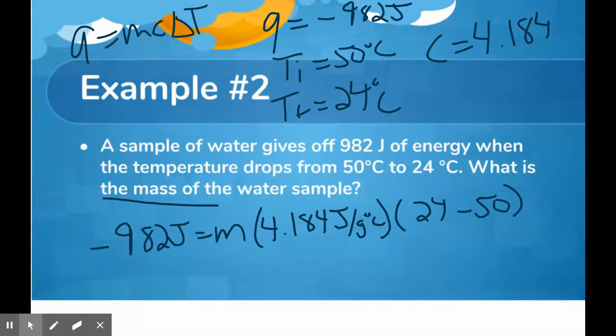So now we're going to plug everything into our equation. Okay, and we're going to be solving for mass. So you need to remember your algebra. And you should get 9.03 grams for the mass.